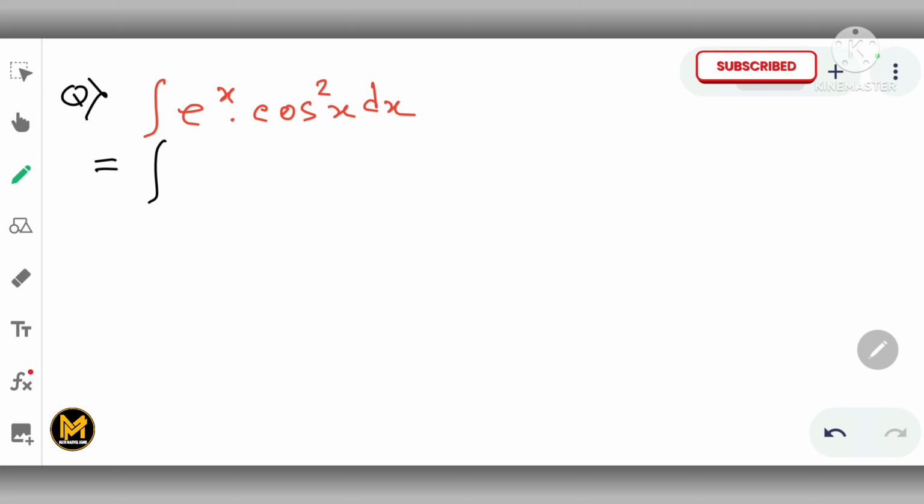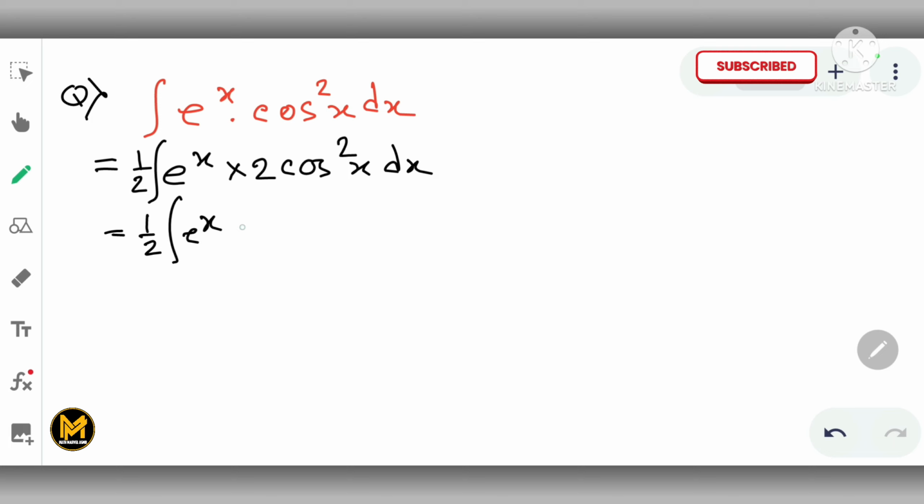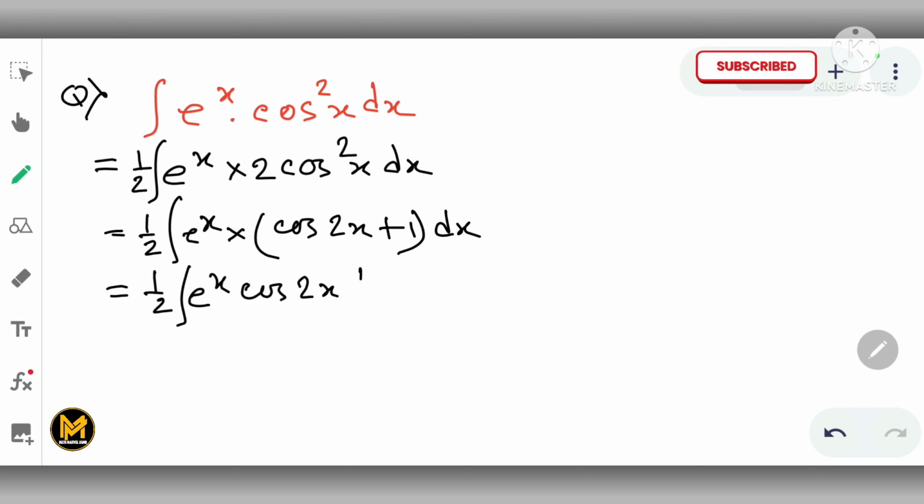Okay, first manage this by multiplying it by half in the external part, and then we will get 2 into cos square x dx. So it will be half of the integration of e to the power x into 2 cos square x, which is equal to cos 2x plus 1, into dx. So first we will break it. The first part is half of the integration of e to the power x cos 2x dx, plus half of the integration of e to the power x into 1 into dx.